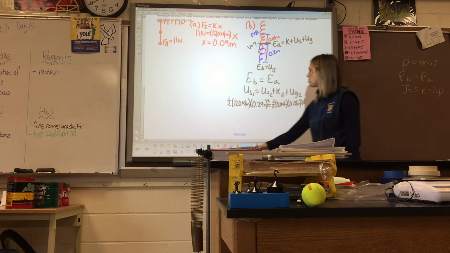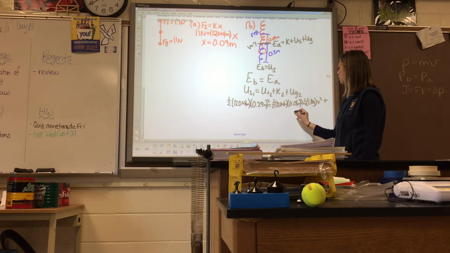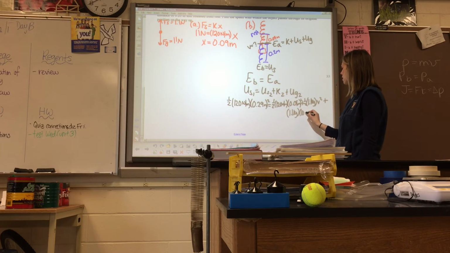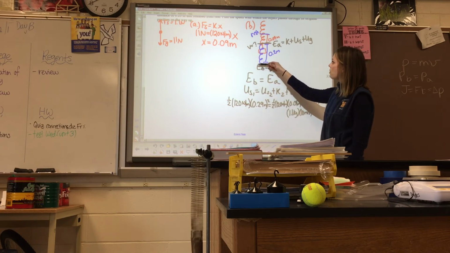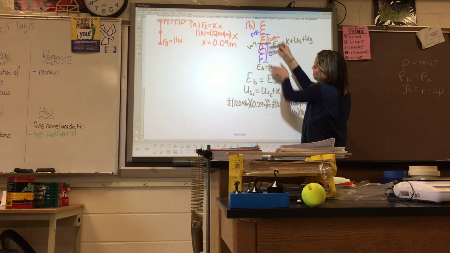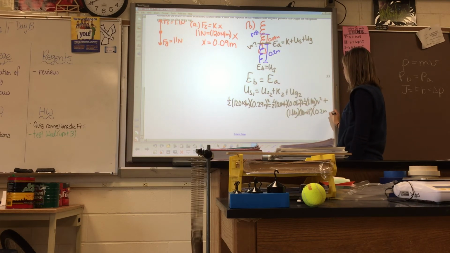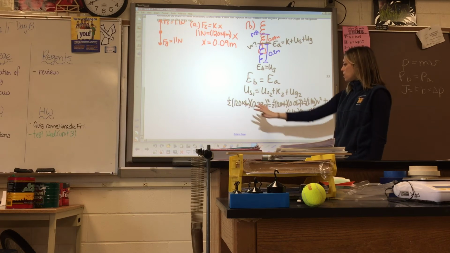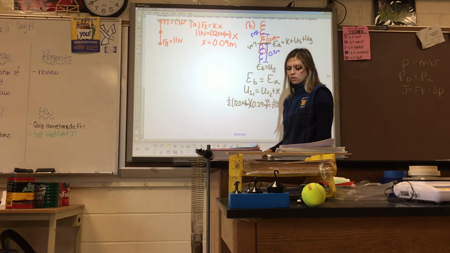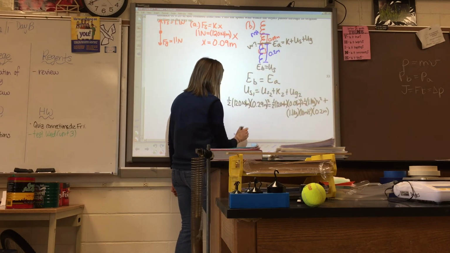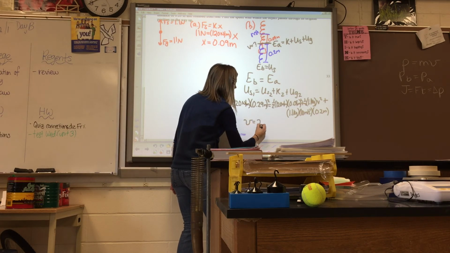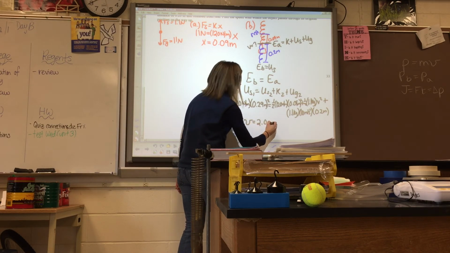My gravitational potential is mass times gravity times height. So I'm going to have 1.1 times gravity, so I'm going to say 10, times my height. Now my height is based off the ground, so if I look, it's from these two positions here, so my height is 0.2 meters. Now I'll just do some algebra to solve for this, and this will give me a velocity of 2.07 meters per second.